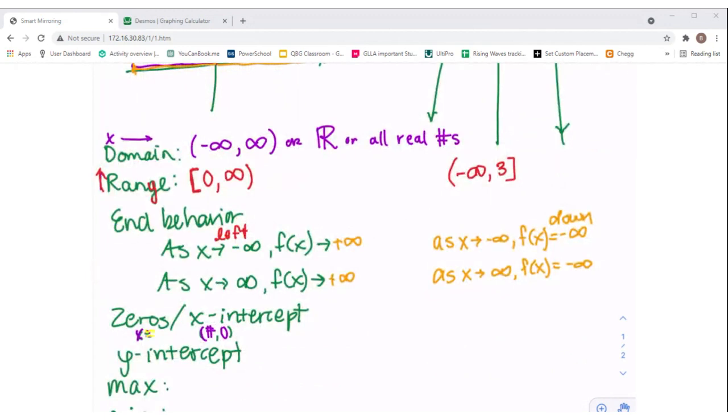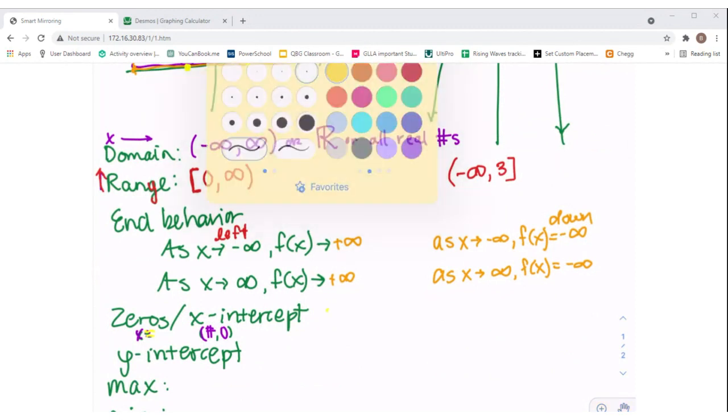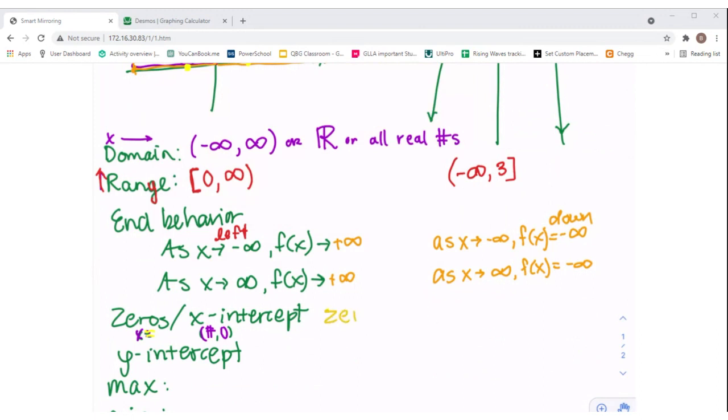So here's our x right there, and there's our x right there. So the zeros, oh, I can't write it in that color because you can't see it. Let's write it a darker color. And the zeros for this one would be at x equals -2 and x equals 2. X equals -2 and x equals 2 are zeros.